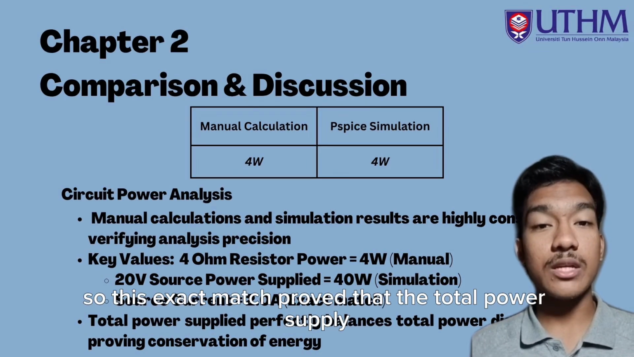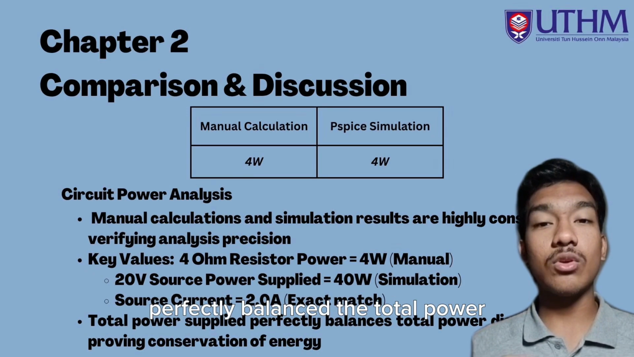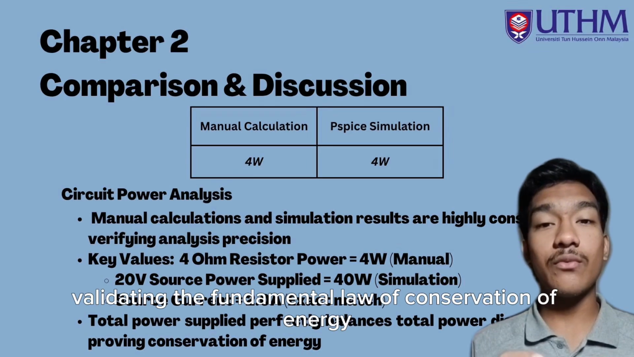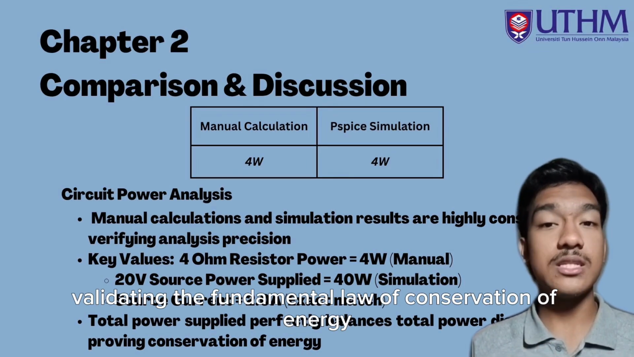So this exact match proves that the total power supplied perfectly balances the total power dissipated by all the resistors in the network, validating the fundamental law of conservation of energy.